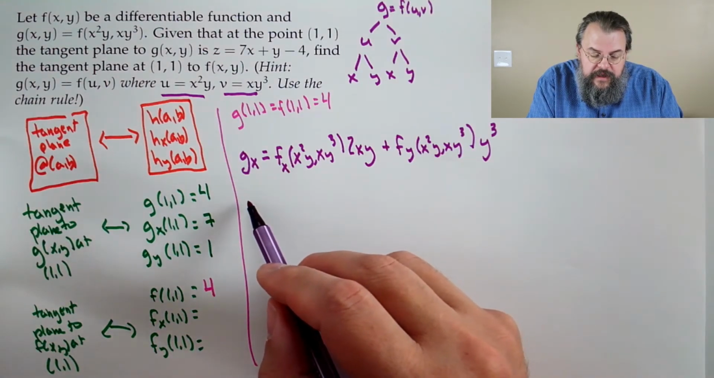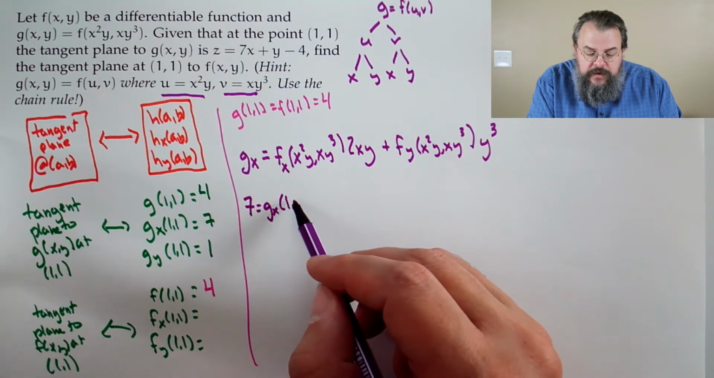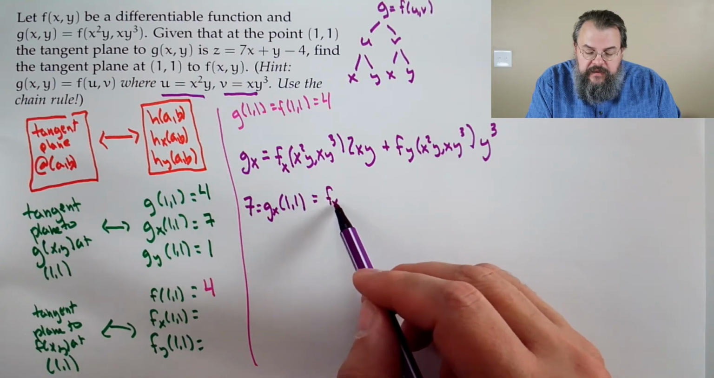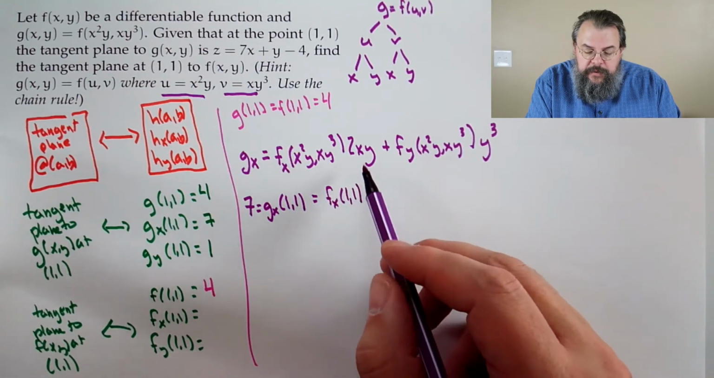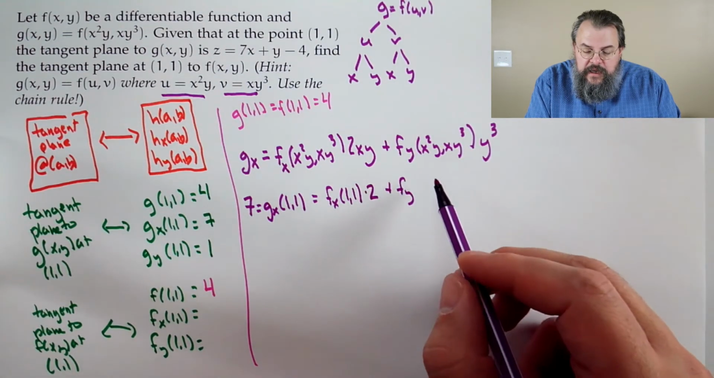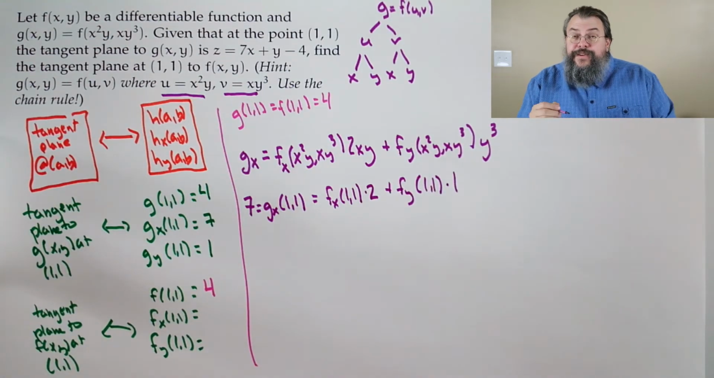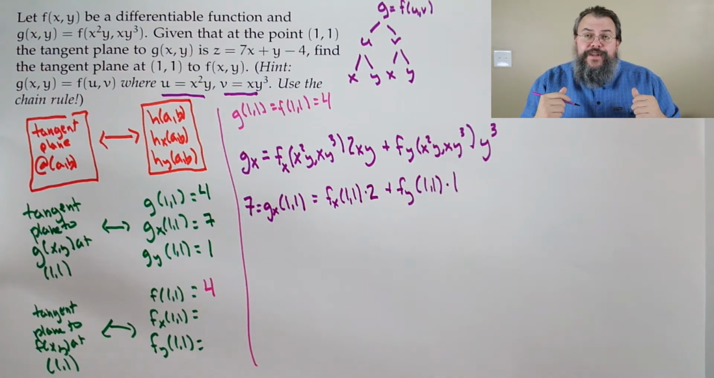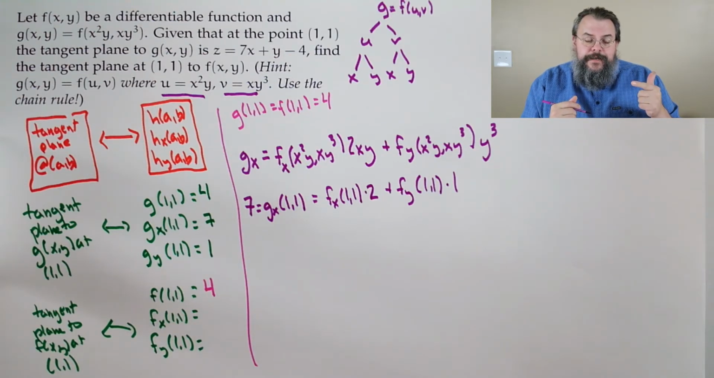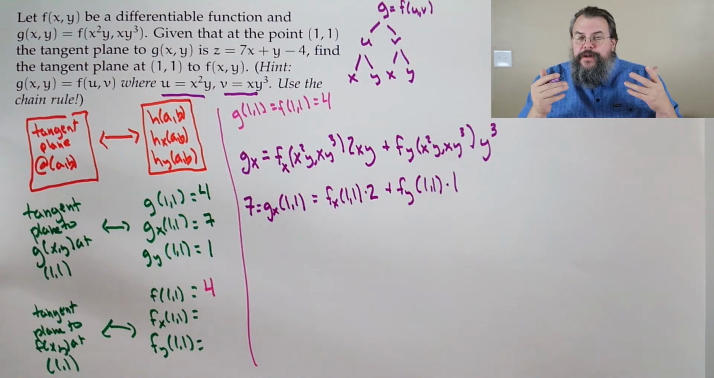So we can say, look, 7 equals g sub x at (1,1), which would be f sub x at (1,1) times 2 plus f sub y at (1,1) times 1. So that's nice. We now have an equation involving f sub x at (1,1) and f sub y at (1,1). So we've narrowed our search down a bit, but we're not done yet.